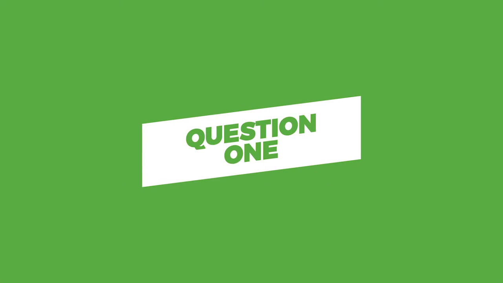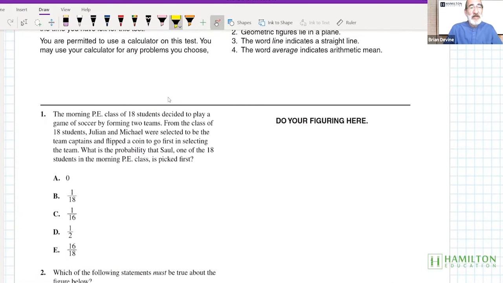So let's begin. Question number 1. The morning PE class of 18 students decided to play a game of soccer by forming 2 teams. From the class of 18 students, Julian and Michael were selected to be the team captains. They flipped a coin to see who would go first in selecting the team. What's the probability that Saul, one of the 18 students in the class, is picked first?